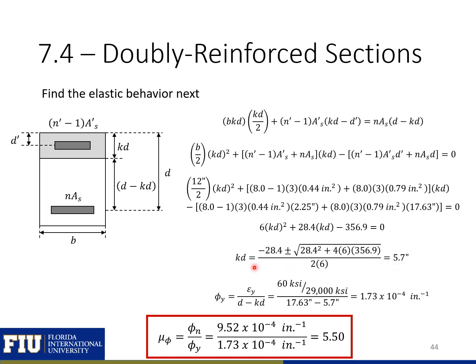We can then use our KD in our expression for our yield curvature. So we're finding our yield strain, which is just our yield stress divided by our steel modulus, and then divide this by D minus KD to give us a yield curvature. We can then plug in our yield curvature and our nominal curvature, which we found on the previous slide, to calculate our curvature ductility, which in this case is equal to 5.5 using all of our ACI approximations.